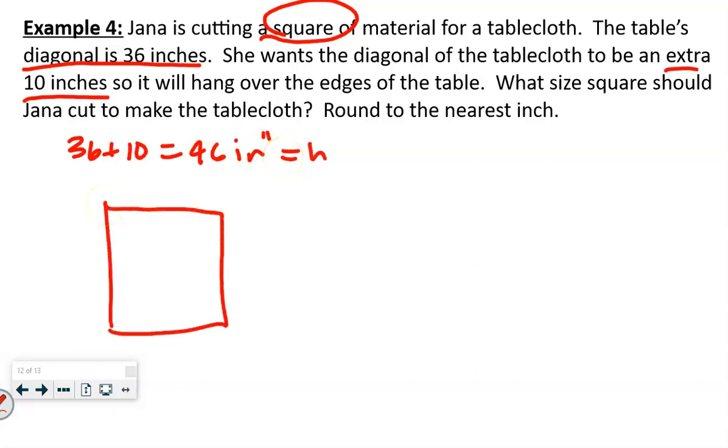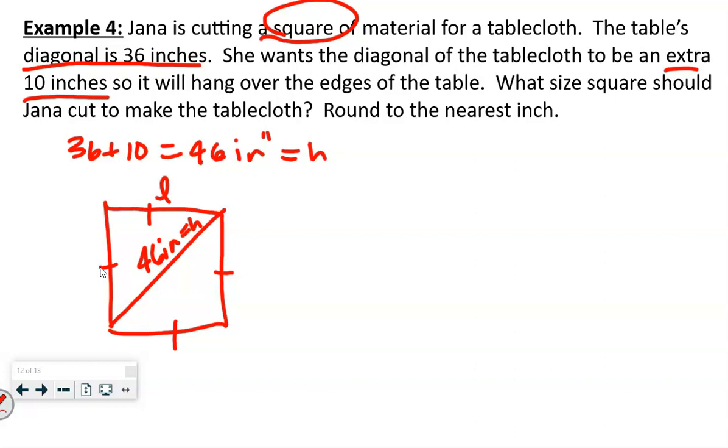So here's our square, right? And our diagonal would be like that, right? So that's our 46 inches right there, okay? And that's going to be our hypotenuse, yes? So then we're going to find the leg, because it's asking us what size square should Jana cut to make the tablecloth. And how do we know it's a square? Because all the sides in a square are same, right? So that would mean it'd have to be a 45, 45, 90 triangle, okay?